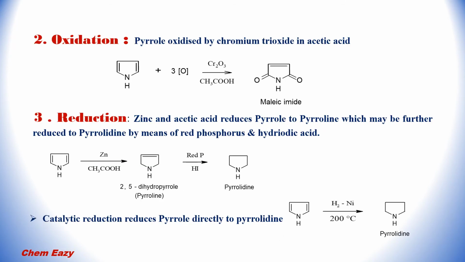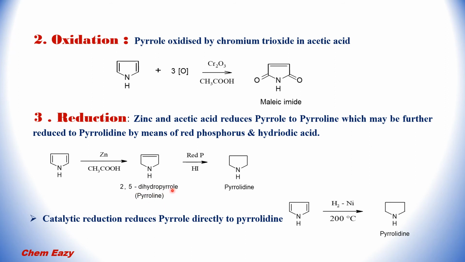Next one is the oxidation reaction. When pyrrole is oxidized by chromium trioxide in acetic acid, it produces maleic imide. Then coming to the reduction reaction, when pyrrole is reduced with zinc and acetic acid, it is partially reduced and gives 2,5-dihydropyrrole, which is called pyrroline.